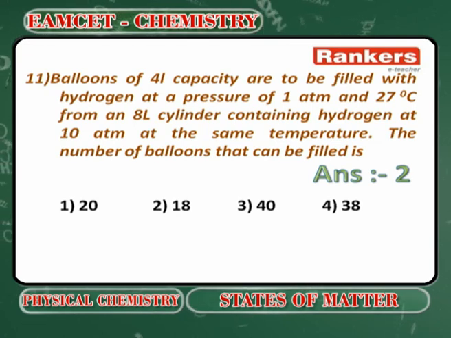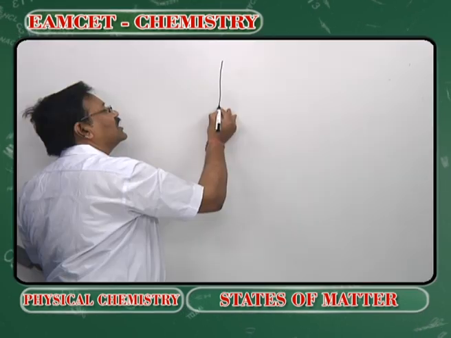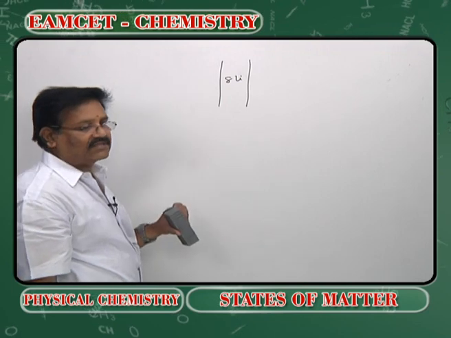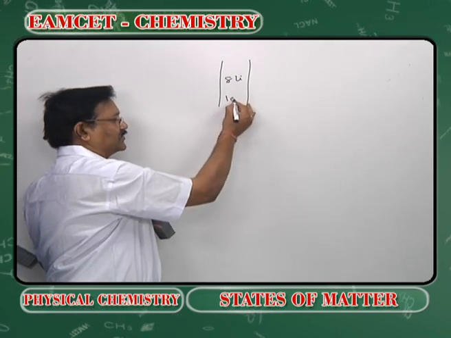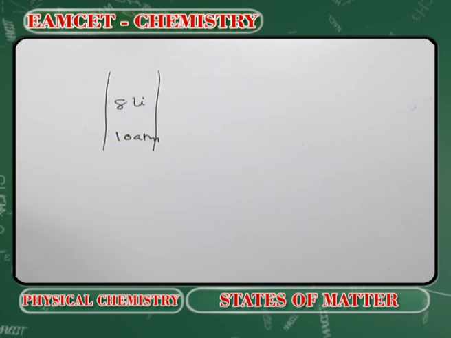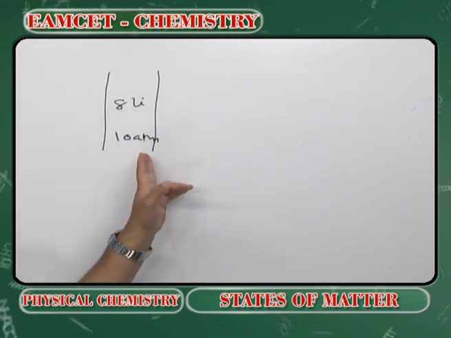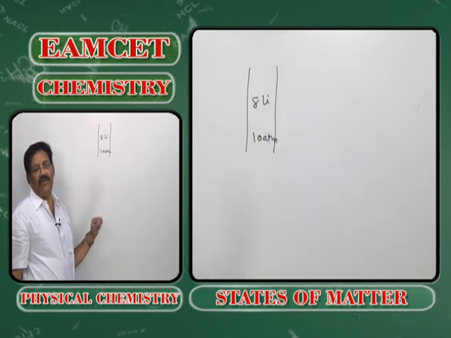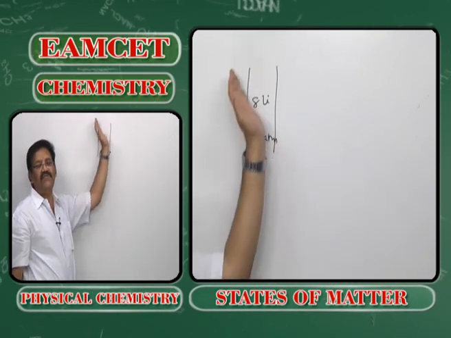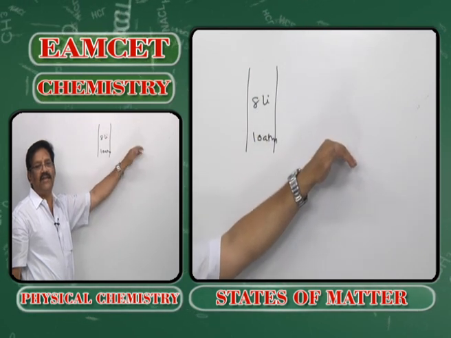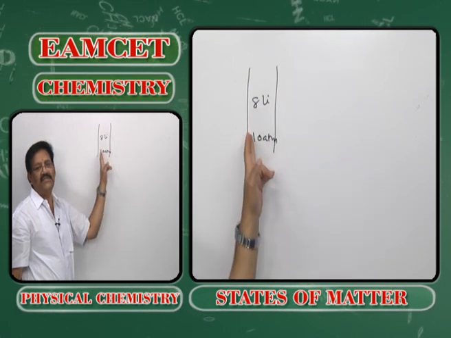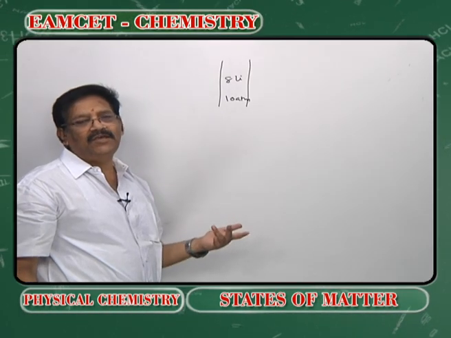What is the point here? Initially, hydrogen gas is present in an 8 liter vessel at a pressure of 10 atmospheres. When suddenly the pressure is reduced to 1 atmosphere, volume increases. The excess volume will flow out of the cylinder. The excess volume of the hydrogen gas that is flowing from this cylinder can be used to fill the balloons.